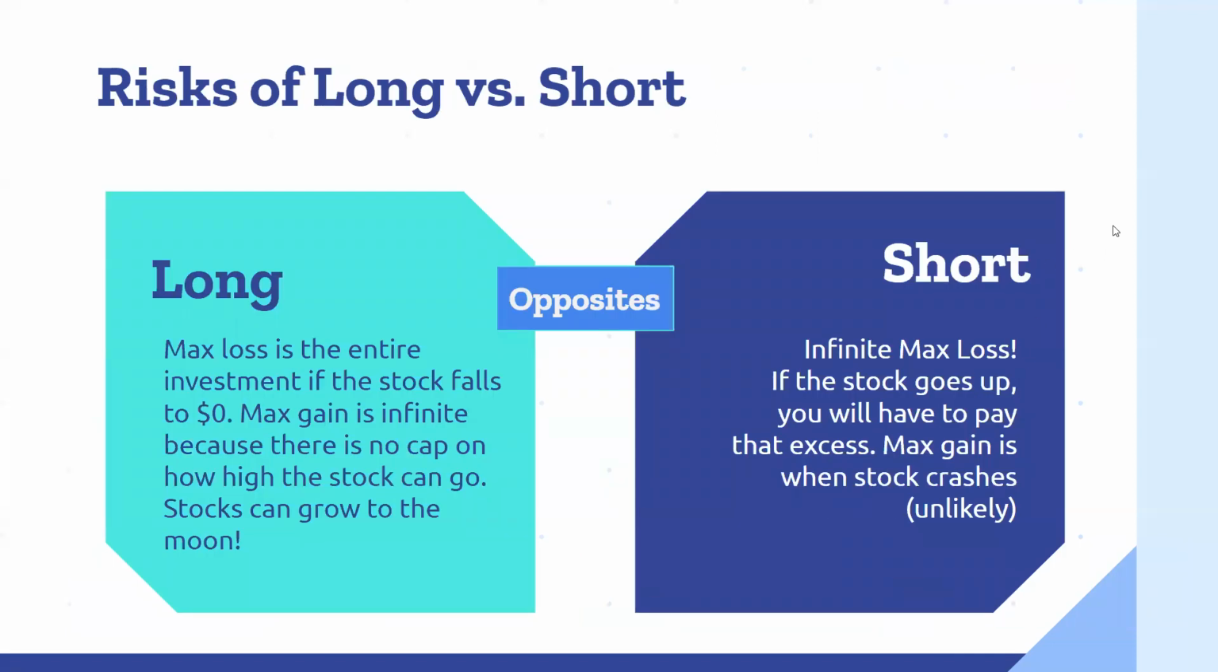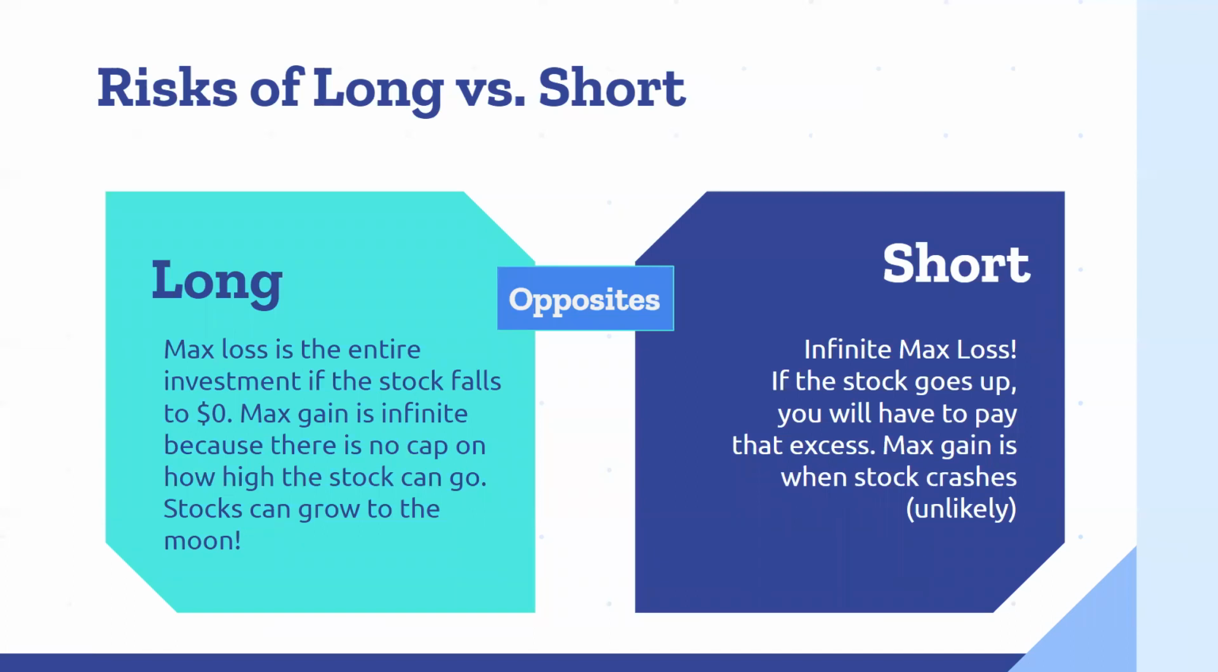So what are the risks of long versus short positions? Long positions and short positions, their risks are opposites. On long positions, your max loss is the entire investment if the stock falls to zero. However, the max gain is usually infinite because there is no cap on how high a stock can go. Stocks can grow to the moon. For example, decades ago, Apple was almost worthless as a company, but today it's worth over $2 trillion.